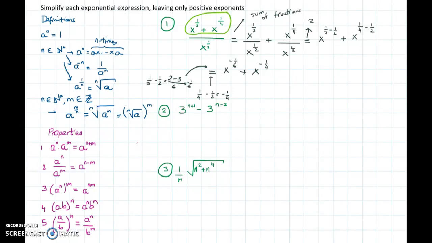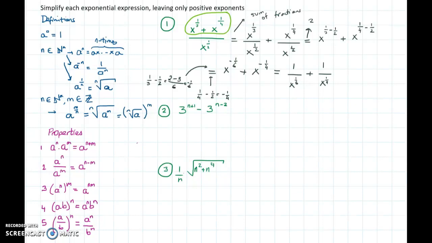We are not done yet because our question says that we have to leave only positive exponents. So I'm going to write the first expression as 1 over x to the power of 1 over 6, and then plus the second one, 1 over x to the power of 1 over 4. And that way we simplified our first expression.